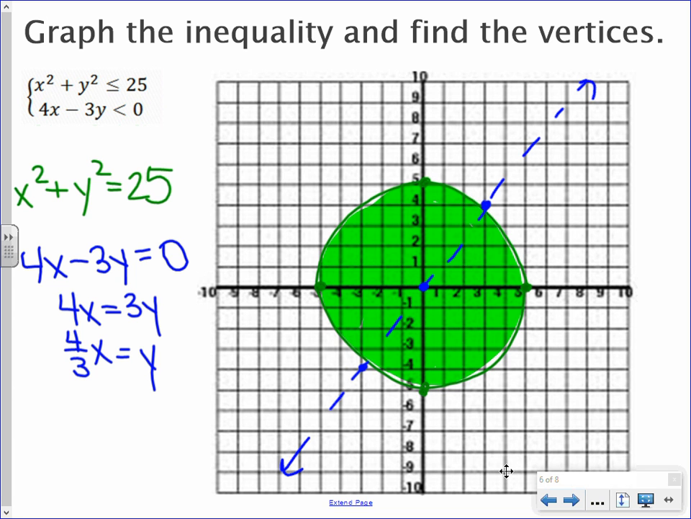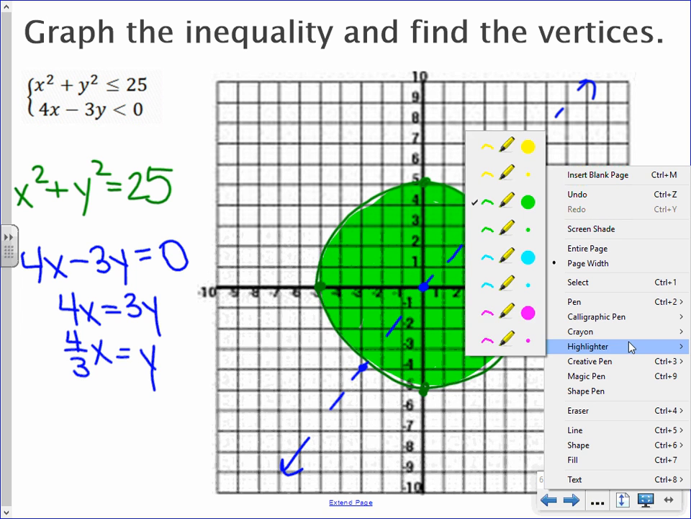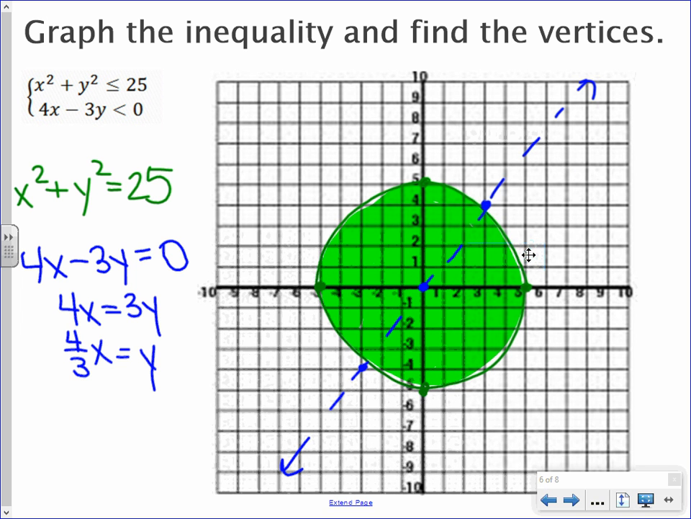Real quick, let's pick a test point. 0, 0 is not a good test point. What about 2, 0? If we plug in 2, 0, is 4 times 2 minus 3 times 0 less than 0? It is not. So we are going to shade on the other side, since 2, 0 doesn't work.